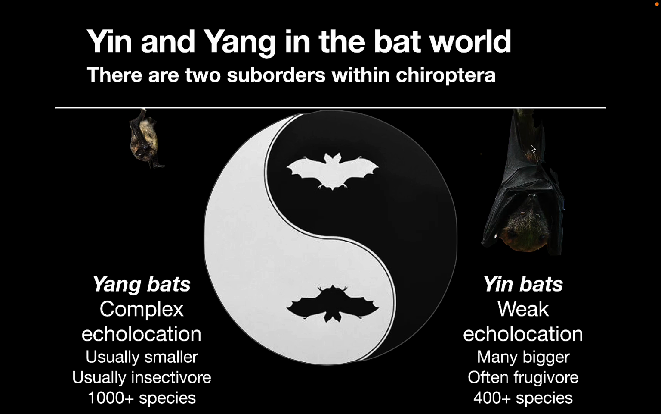Another category, the suborder of yin bats, have weak echolocation. Some of them don't echolocate at all because many of them are big and eat fruit. Frugivore means eat fruit. And what does it mean if you're eating fruit? Do you need to go out at night? No, you want to go out in the daytime when you can find fruit. And do you need to have echolocation? It doesn't really help you that much. And so that's why they have weaker echolocation. And there are more than 400 species of these yin bats, and they occur all over the world, but mostly in the southern hemisphere.